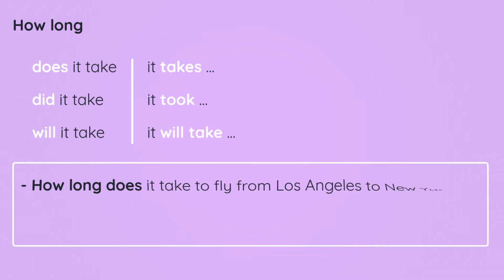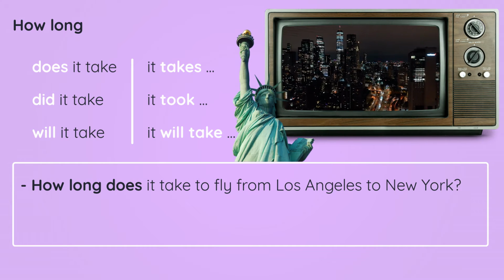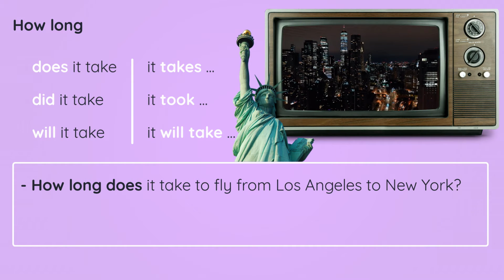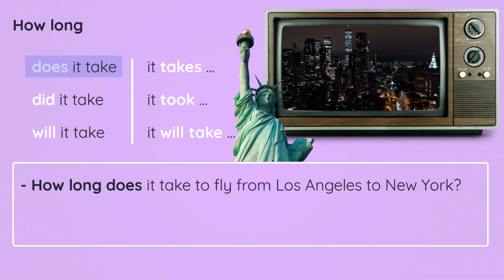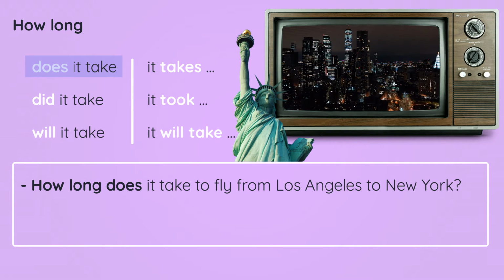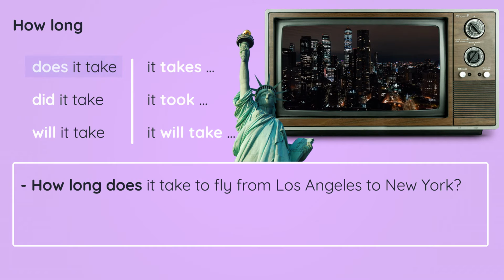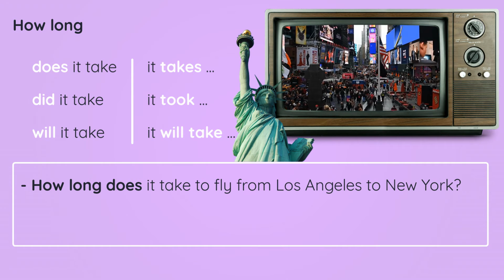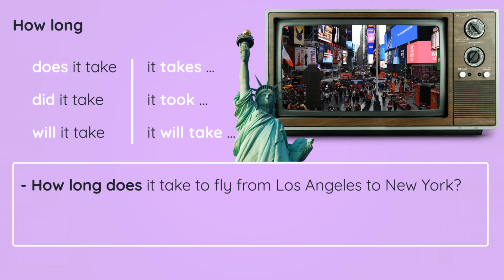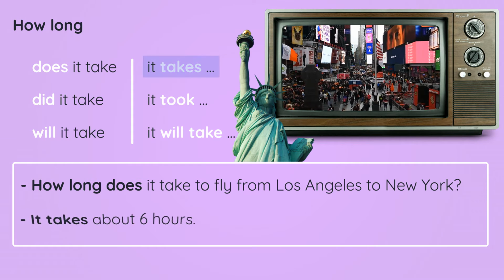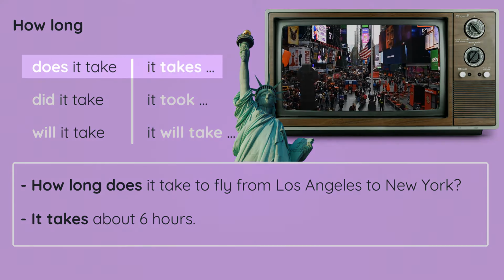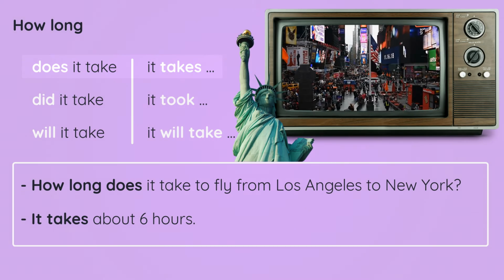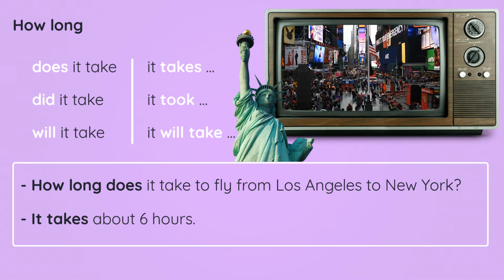For example, how long does it take to fly from Los Angeles to New York? Okay, so that's in the present tense, which we can use to talk about things in general. So, how long does it take to fly from Los Angeles to New York? The answer to that would be it takes about 6 hours. Okay, you see that up here. How long does it take? It takes.